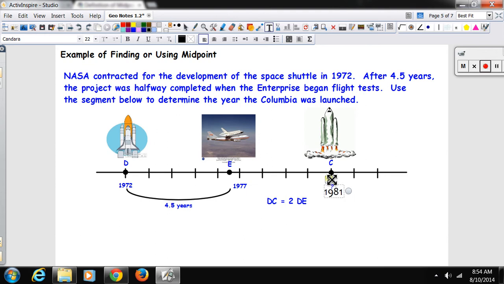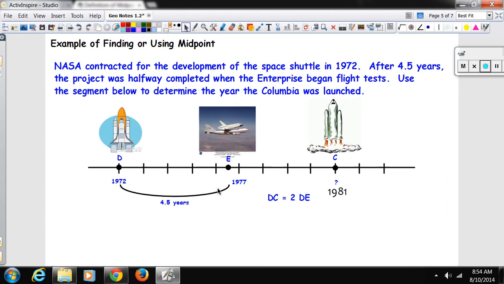And then you could always count it to make sure you got it right: 73, 74, 75, 76, 77, 78, 79, 80, 81. 9 years, because they both had to be 4.5 years. Now if you look at what I put here, DC, this whole thing, equals 2 times DE. 2 of these DEs makes the whole DC. So if DE is 4.5, then DC has to be 9, because 2 times 4.5 is 9. So 9 full years.